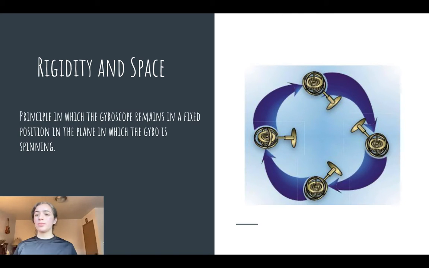There are two fundamental properties of gyroscopic action. One of them is rigidity in space. It refers to the principle in which the gyroscope remains in its fixed position in the plane in which it is spinning. The gyro is mounted in a set of gimbal rings in which it is able to freely rotate in any direction, and if one of the gimbal rings is twisted or moved, the gyro is going to remain in the wheel or plane in which it was originally rotating.